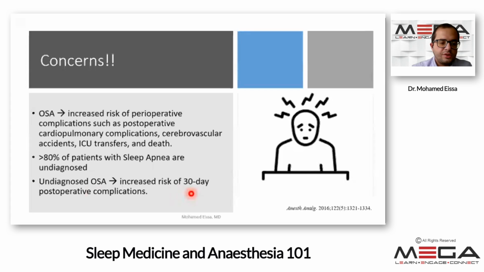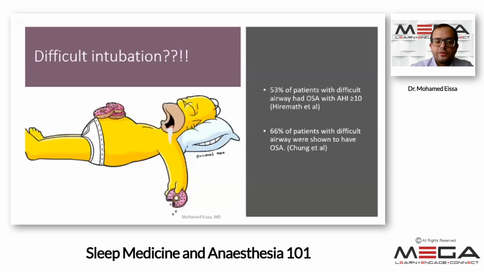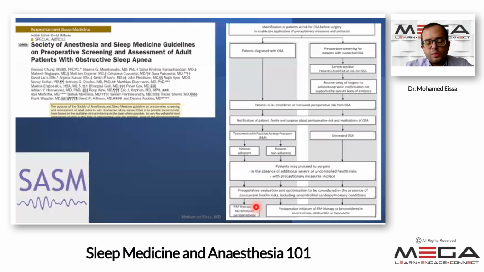And many studies have shown that patients with OSA have a higher risk for difficult intubation. One study showed that 53% of patients with difficult airway had OSA with AHI more than 10, and another study showed that 66% of patients with difficult airway were shown to have OSA. As you see here, sleep apnea is very important, and diagnosis and screening for sleep apnea in the perioperative setting is very important.